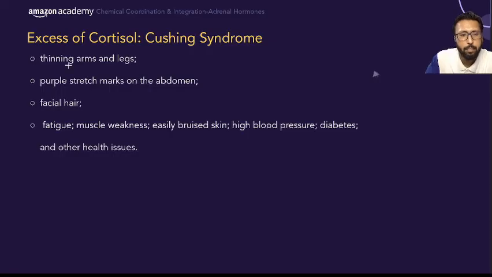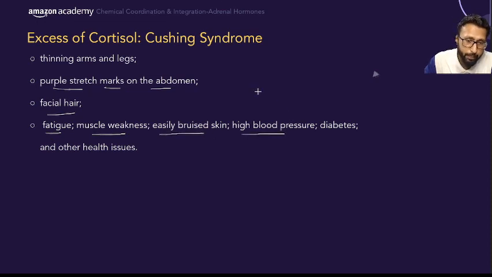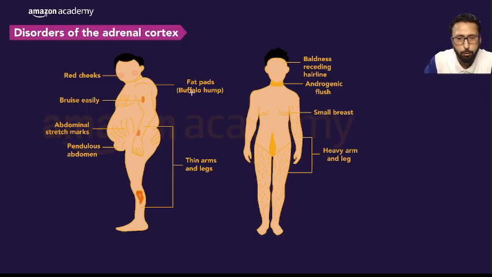Now there will be thinning of the arms and legs because of the breakdown of the proteins and the fats. There will be purple stretch marks on the abdomen, and facial hair. There will be fatigue, muscle weakness, easily bruised skin, high blood pressure, diabetes and other conditions. So as you can see, this is the buffalo hump. These are the red cheeks, easy bruising, abdominal stretch marks, pendulous stomach and thin arms and legs.